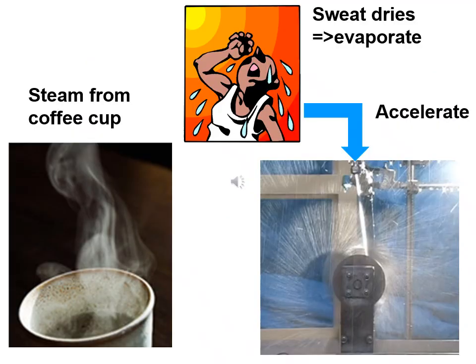Now, let's briefly explain the Yabe-type purification device. It utilizes the phenomenon of evaporation that occurs at atmospheric pressure, similar to the steam coming from a coffee cup, which evaporates even at low temperatures. We have experienced that sweat can dry at 30 degrees through evaporation. However, we know that this evaporation process is very slow.